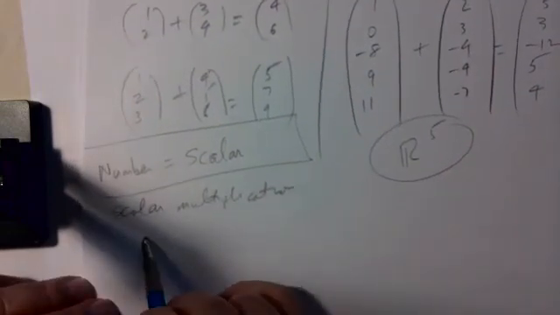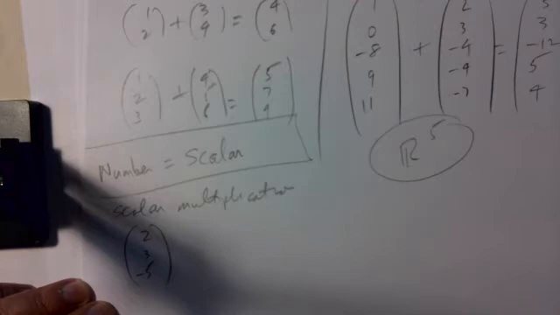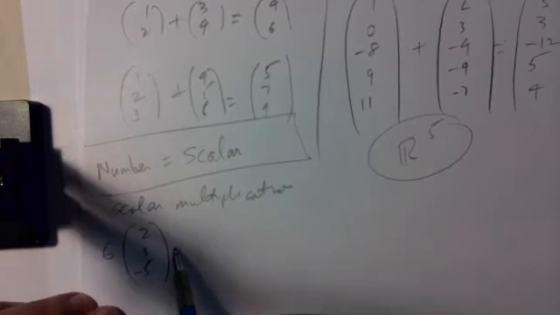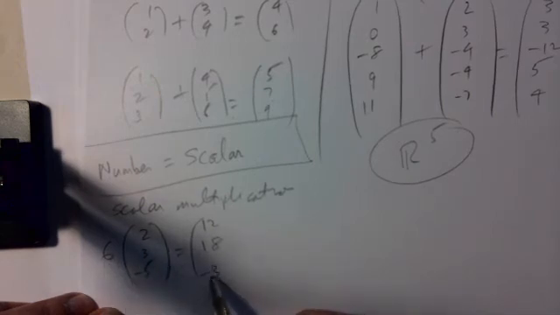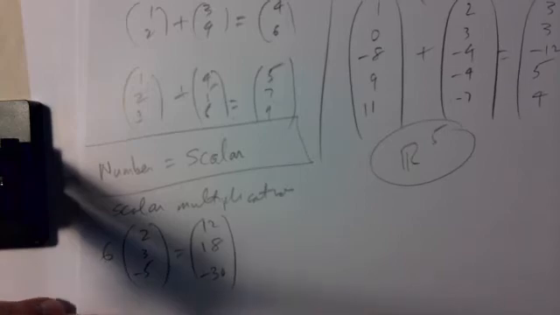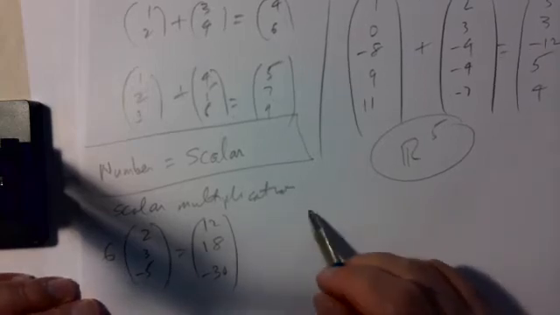So for example, suppose you have the vector 2, 3, minus 5, and we want to multiply it by 6. All that means is you multiply each coordinate by 6. 6 times 2 is 12. 6 times 3 is 18. 6 times minus 5 is minus 30. Right? This is scalar multiplication.